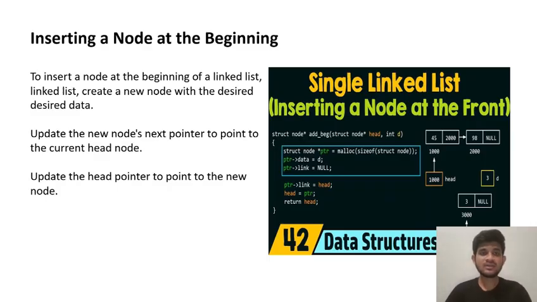Inserting a node at the beginning. To insert a node at the beginning of a linked list, create a new node with the desired data. Update the new node's next pointer to point to the current head node. Update the head pointer to point to the new node. The example code is in the image which is present at the right side.